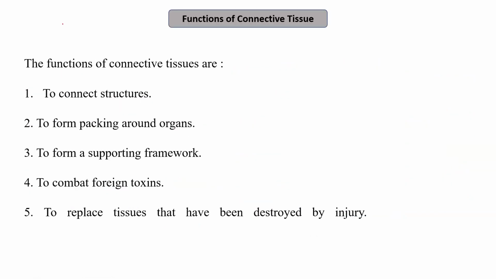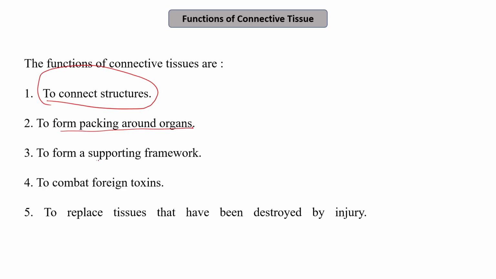So first and foremost, the function is to connect the different structures. As the name suggests, it helps in connecting the structures. Then the second function is to form the packing around the organs. For example, the adipose tissue, the fat layer, is present around many organs, providing a packaging of that organ and providing it protection from shock.